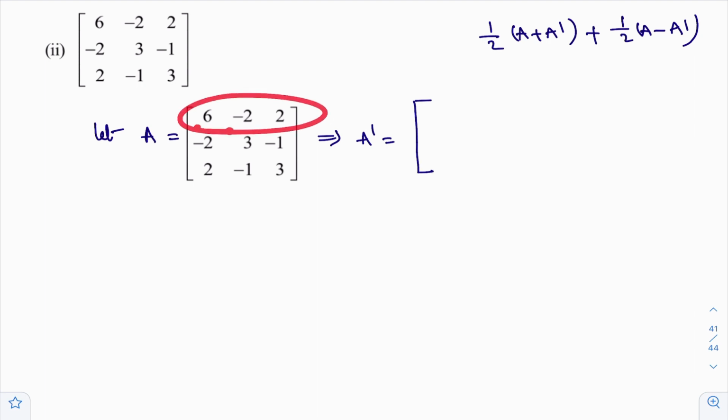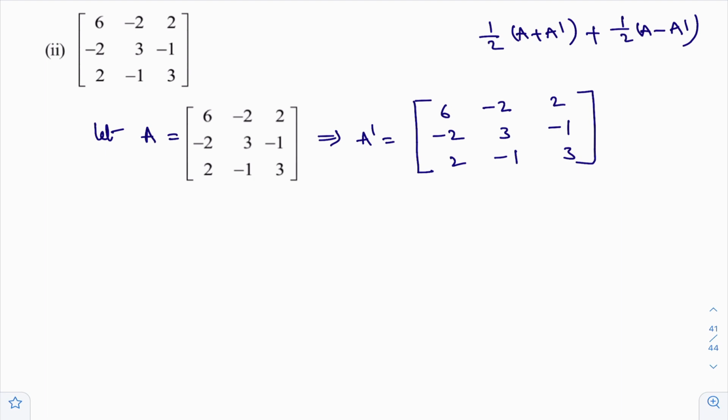Here, the first row is there. Write it as the first column: 6, minus 2, 2. Now the second row: write it as the second column: minus 2, 3, minus 1. Third row, write it as the third column: 2, minus 1, 3. Okay. Now, you want to calculate half into (A plus A dash), so first calculate A plus A dash.